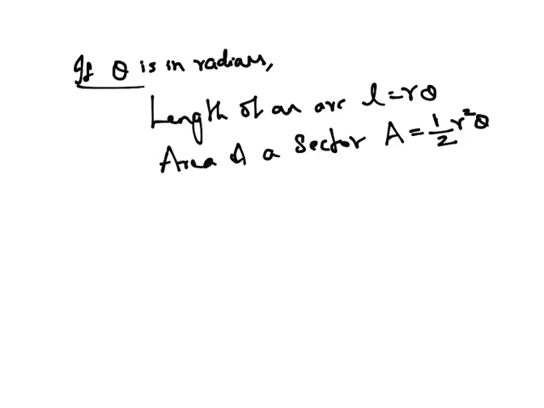So if theta is in radians, and provided they have given the radius of the circle, then the length of the arc is given by L equal to r theta, and the area of the sector is given by the formula A equal to half r square theta. Now the question is, what if the radius is given, but the central angle is given in terms of degrees, not in radian? Then what do we do? Let us derive a formula for that.